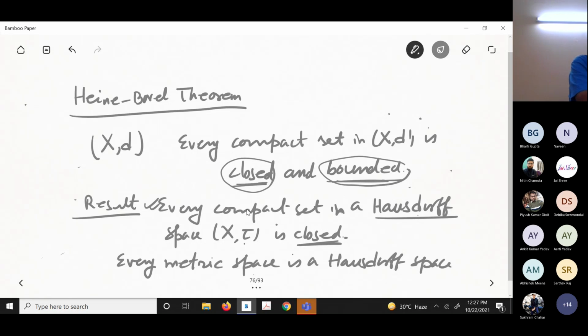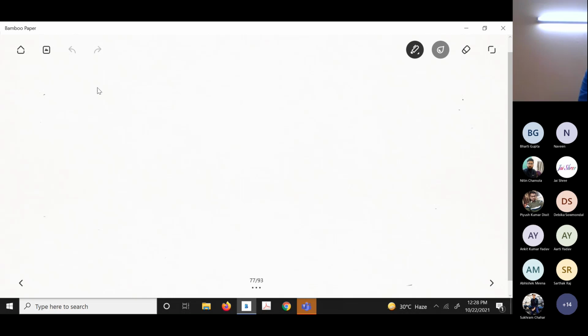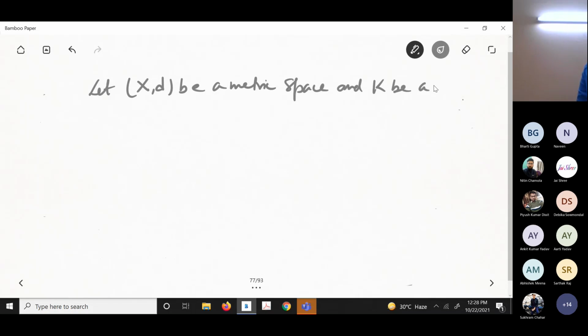And in proposition 5.1 I proved this is bounded. Now the question is whether the converse is true or not. A compact set in a metric space is closed and bounded. The converse is the Heine-Borel theorem. Suppose (X, d) is a metric space and K is a closed and bounded set in X. The question is: is K compact?